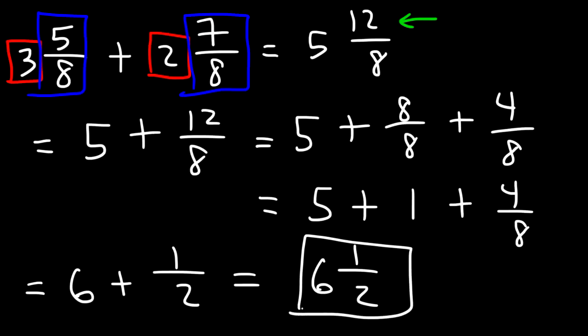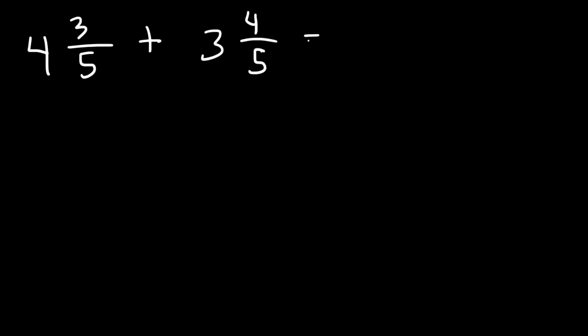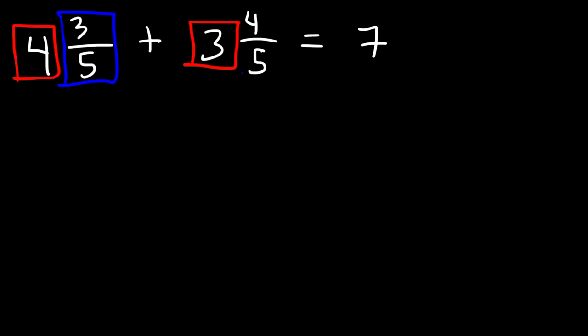And that's it. Let's try another similar example. So 4 and 3/5 plus 3 and 4/5. Go ahead and try that. So let's begin by adding 4 and 3. 4 plus 3 is 7. And then we can add 3 over 5 plus 4 over 5, which is 7 over 5.